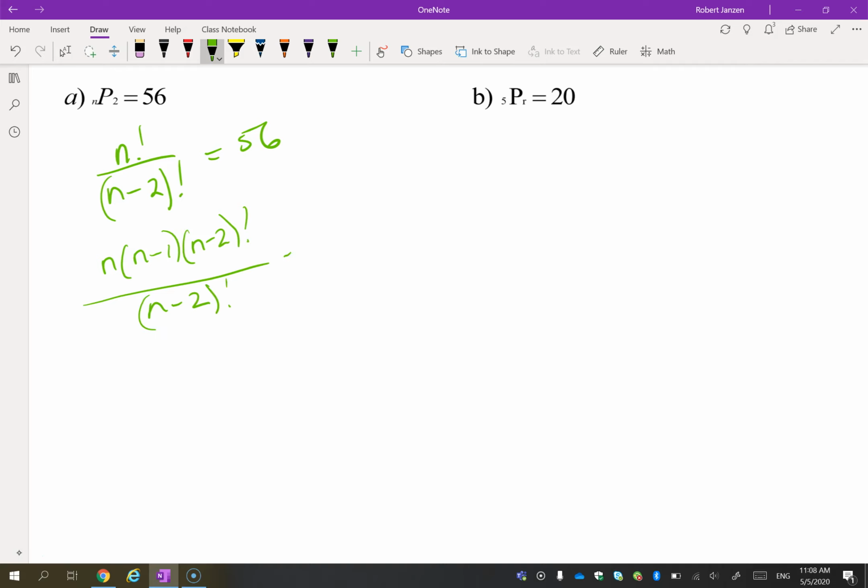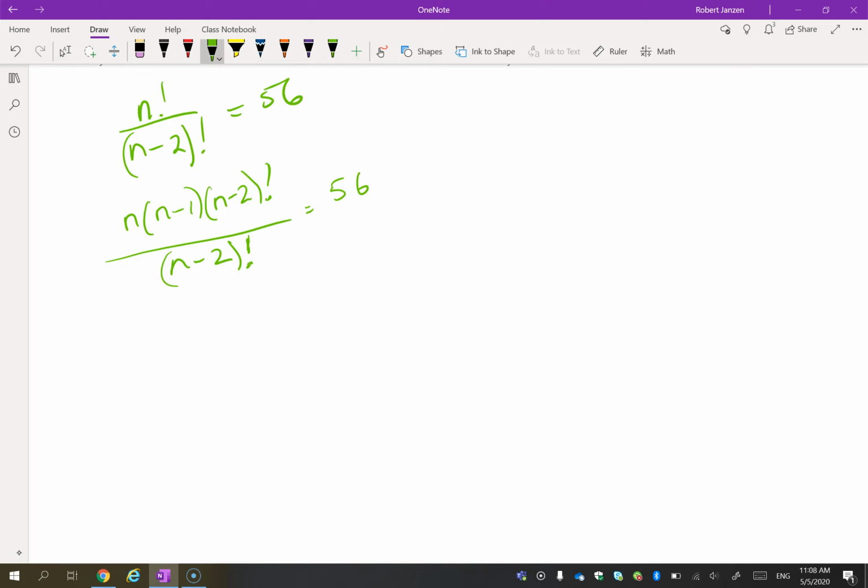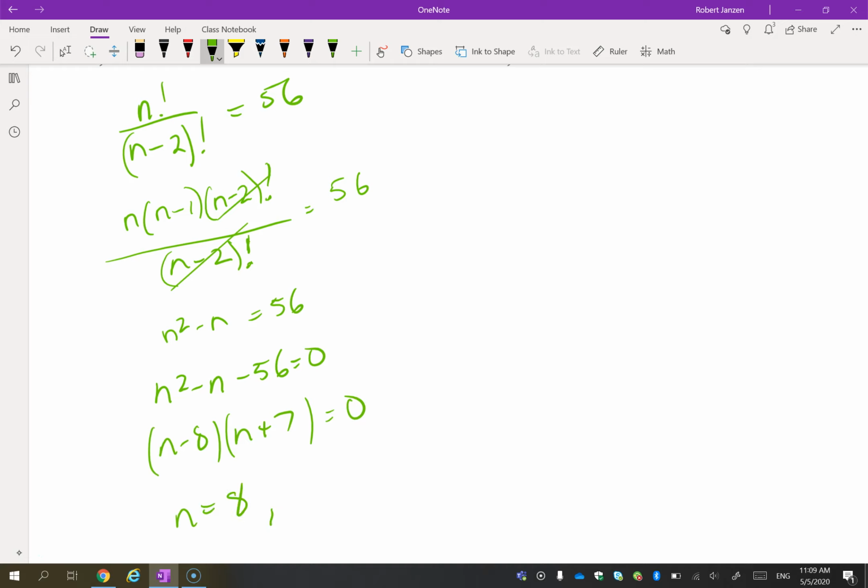I can't emphasize that enough. Which one are you reducing? You're reducing the bigger one. That's a very common mistake. People start reducing the wrong one and they can't figure out why it doesn't seem to work. So I get n squared minus n equals 56. So n squared minus n minus 56 is 0. And this can be factored. n minus 8, n plus 7. So n is 8, n is negative 7.